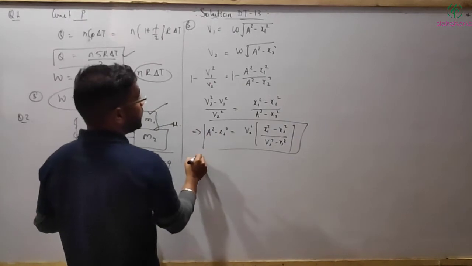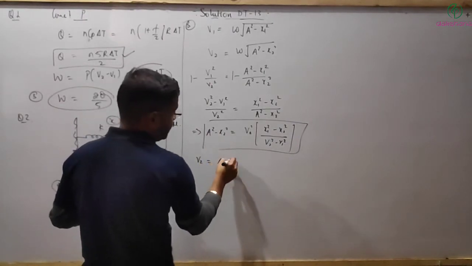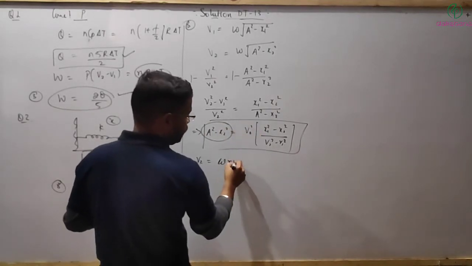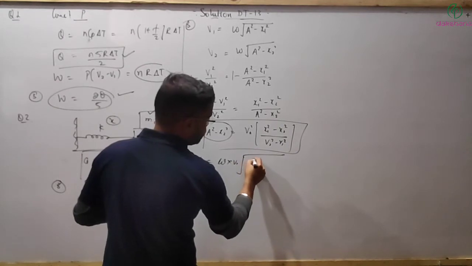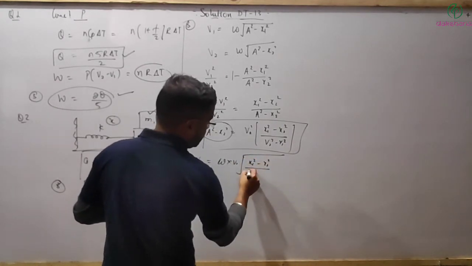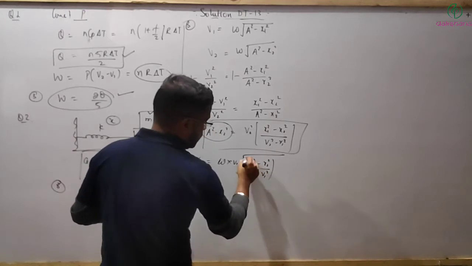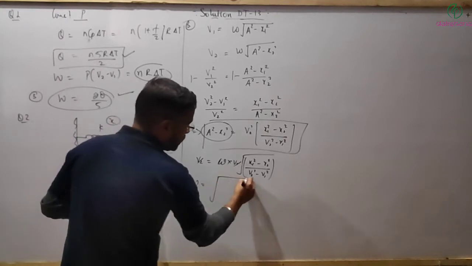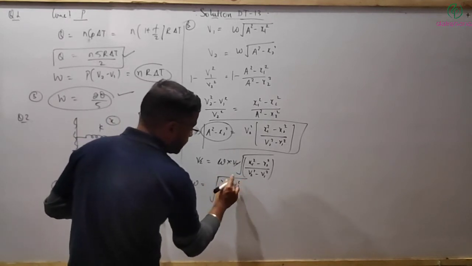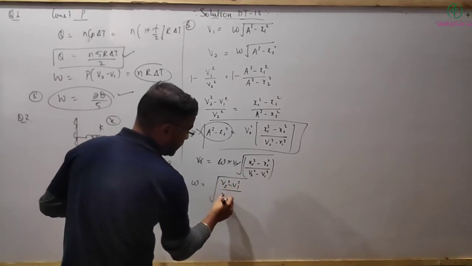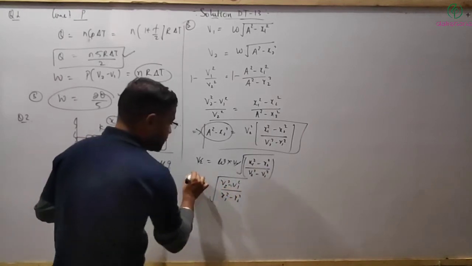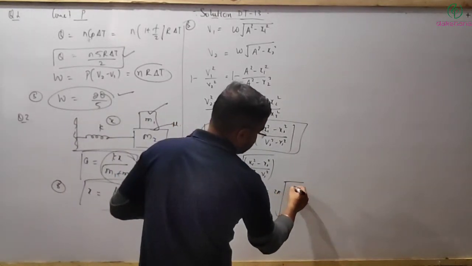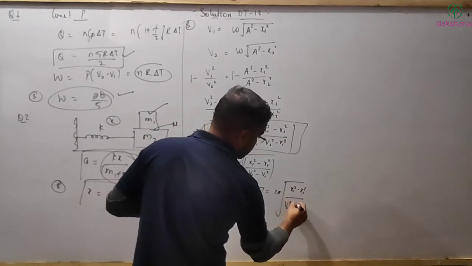Now we know v2 is equal to omega times root over this. Root over this is equal to what? This quantity, root over this, is equal to v2 multiplied by (x1 square minus x2 square) divided by (v2 square minus v1 square), whole this, and this implies omega is equal to root over (v2 square minus v1 square) divided by (x1 square minus x2 square). So we get omega, then time period is equal to 2 pi divided by omega, and that is equal to root over (x1 square minus x2 square) divided by (v2 square minus v1 square).